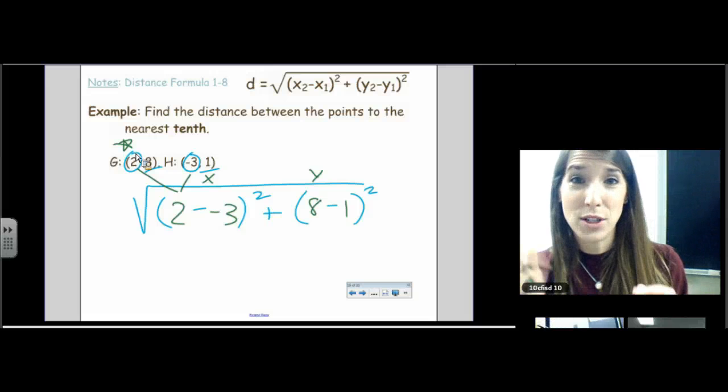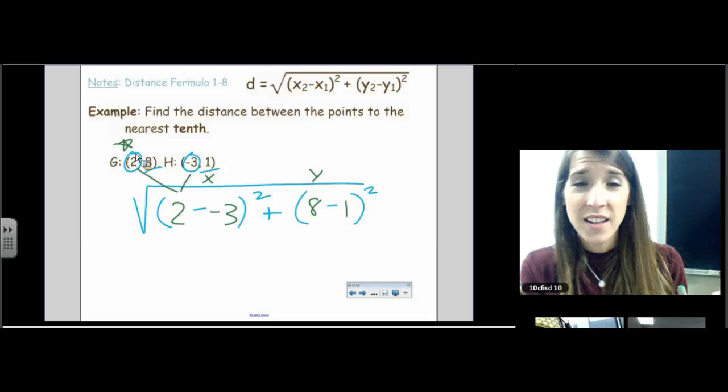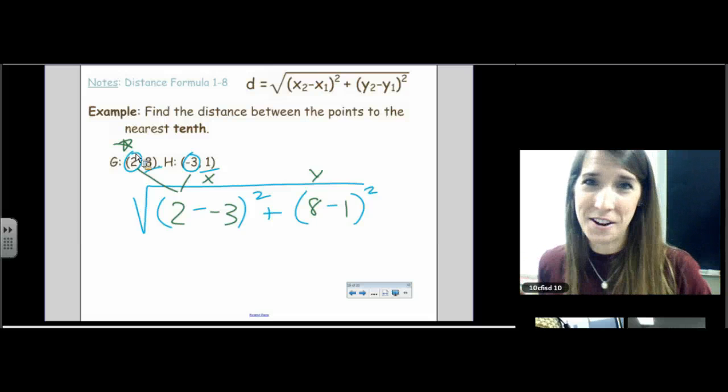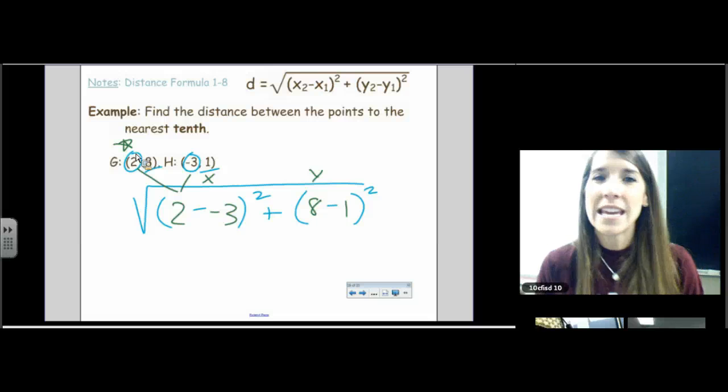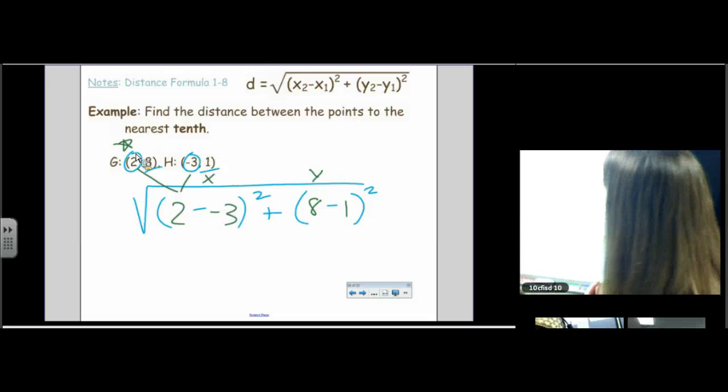It's kind of like if you have a dog who really doesn't like a cat, you're not going to put them in the same pen together, right? You're going to put your dogs with your dogs and your cats with your cats. Maybe, I don't know. But keep your X's together and keep your Y's together so they don't fight, okay?